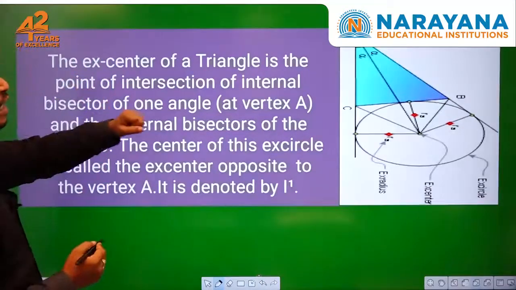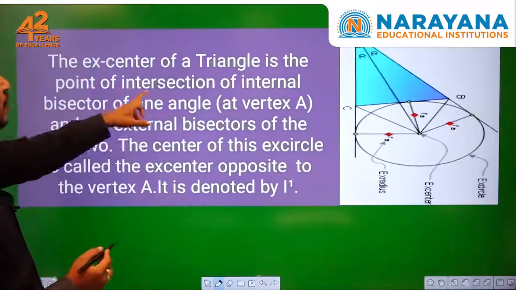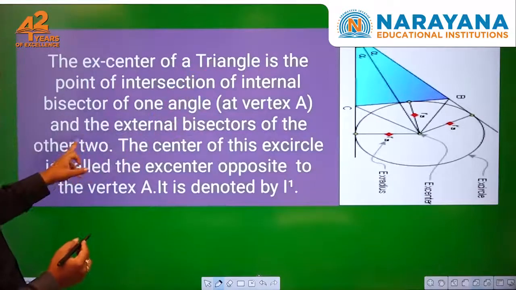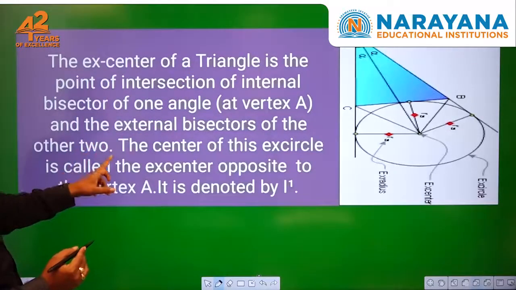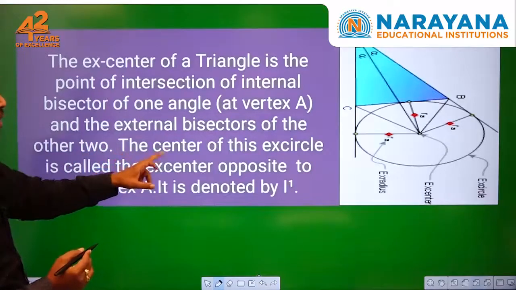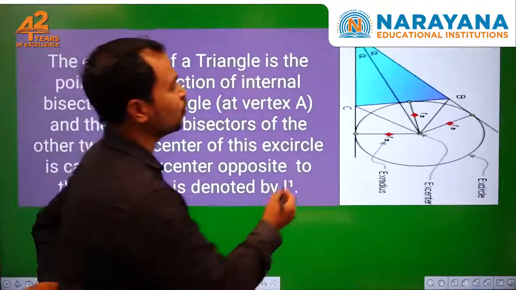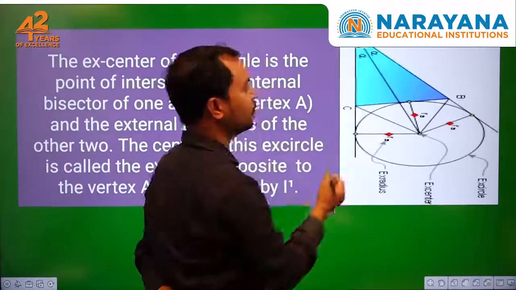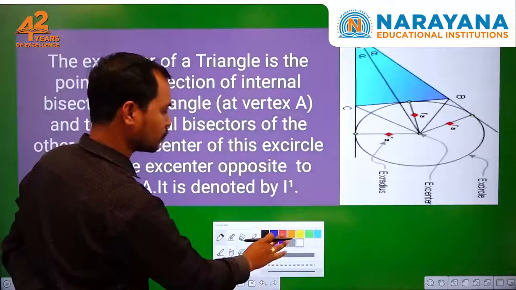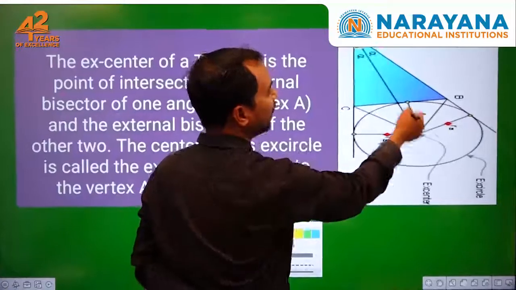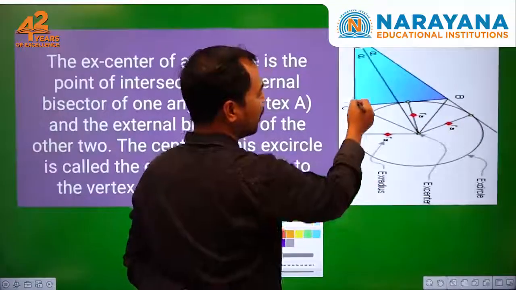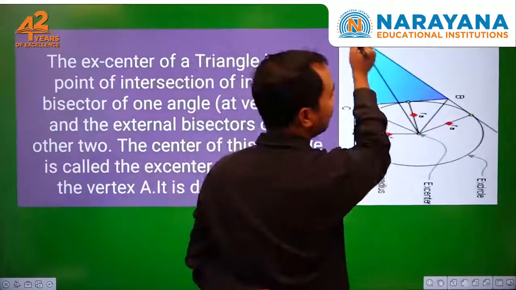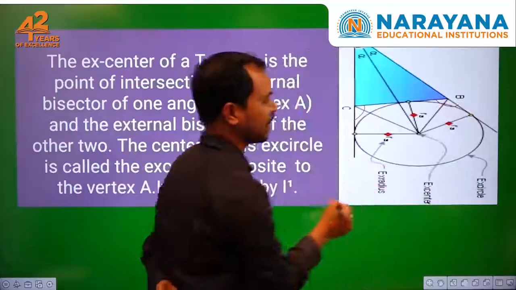Now excenter of a triangle is the point of intersection of the internal angular bisector at vertex A and the external angular bisectors of the other two vertices. Let us see here. So here this is a triangle, let us take. This is an internal angle. This is the internal angle A. This is one internal angle bisector, and if I extend AC, here I can get one external angle. If I extend AB, I will get another external angle.